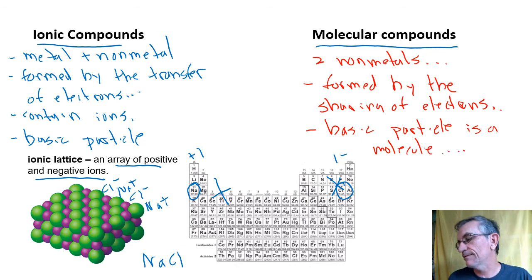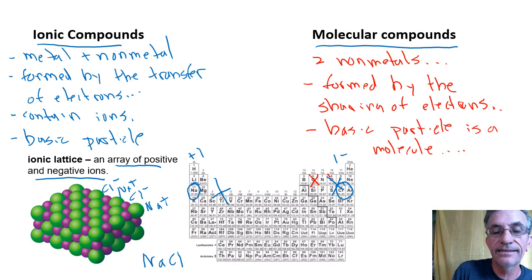So what would it look like? Well, it would look something like this. If we could see inside of, I don't know, what's a molecular compound? One example would be carbon dioxide, right? They're both nonmetals, yeah. So inside of carbon dioxide, this is what we would find.